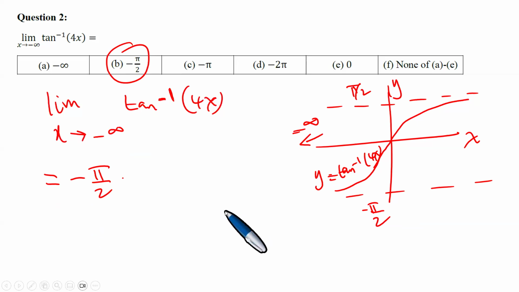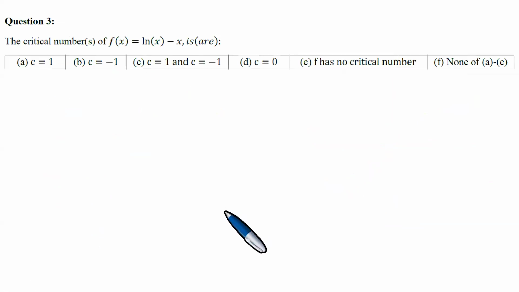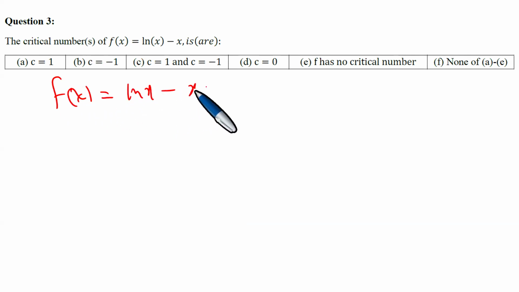Just reviewing some of the questions. Right, now we have been given a function here, and we want the critical numbers of this function. If f of x is ln x minus x, what are the critical numbers of this particular function? Please try this question.